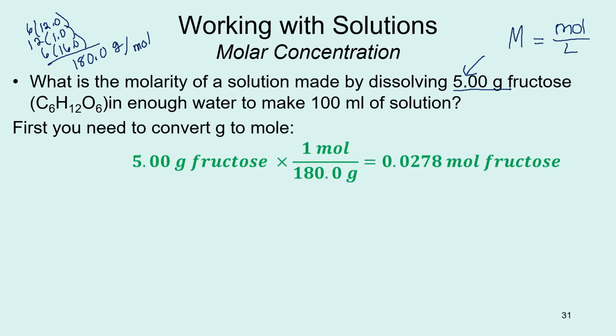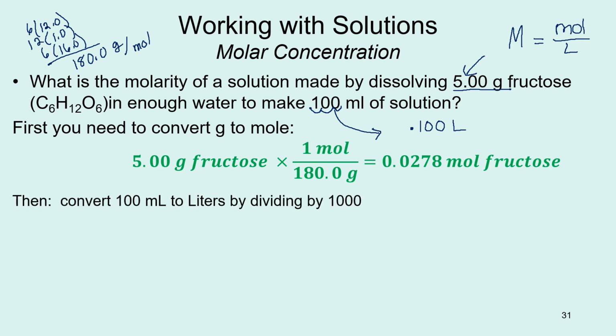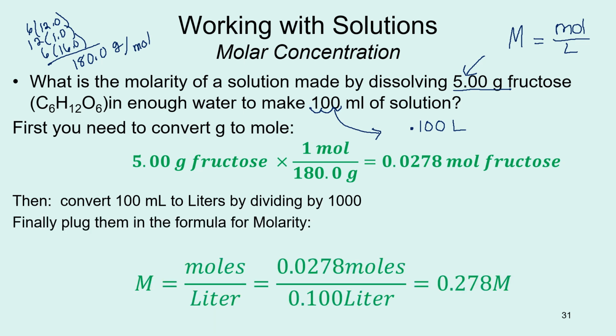So 5 grams of fructose times 1 mole divided by 180 grams. Again, my grams cancel. I have 0.0278 moles of fructose, so now I know my moles. I have to also convert my milliliters to liters. 100 milliliters, I just moved the decimal over 3 places, is 0.1 liter. Milliliters are much smaller than a liter, so it's a portion of a liter, a smaller number. So 100 milliliters divided by 1,000 gives me 0.1 liter.